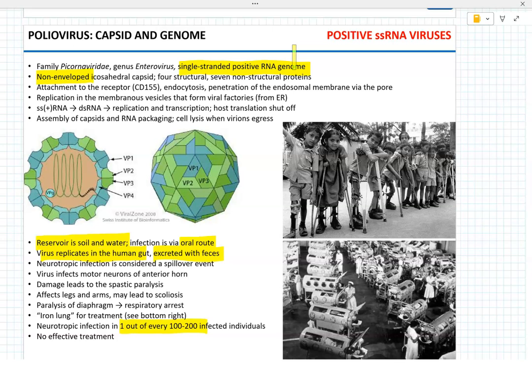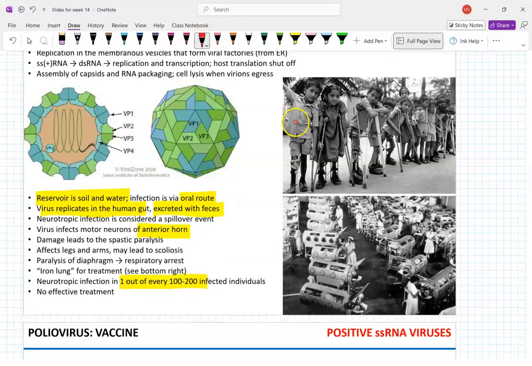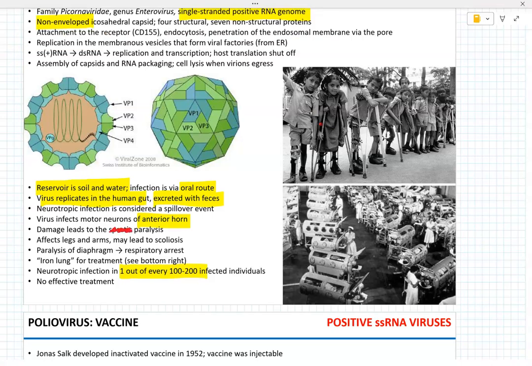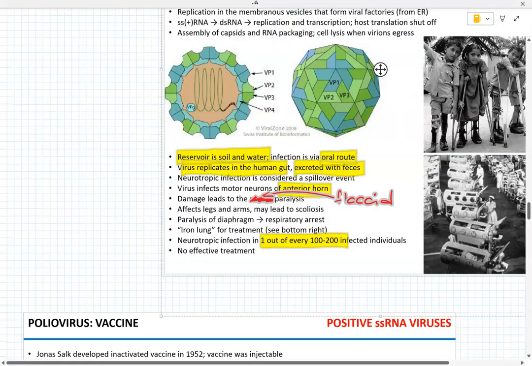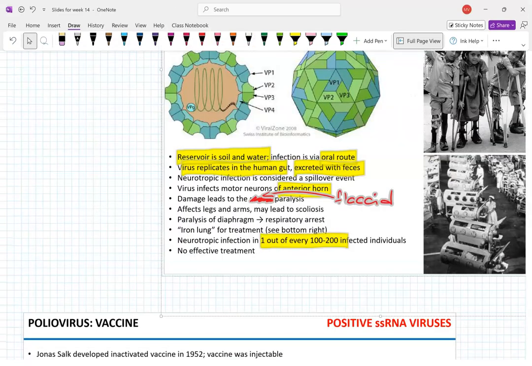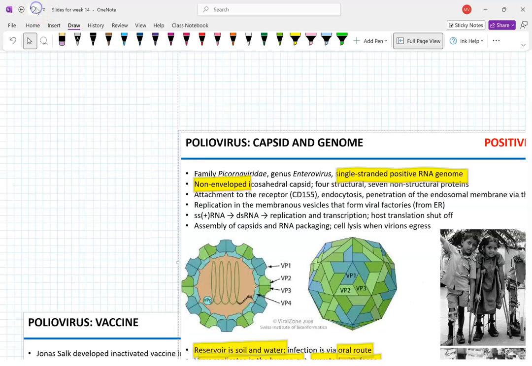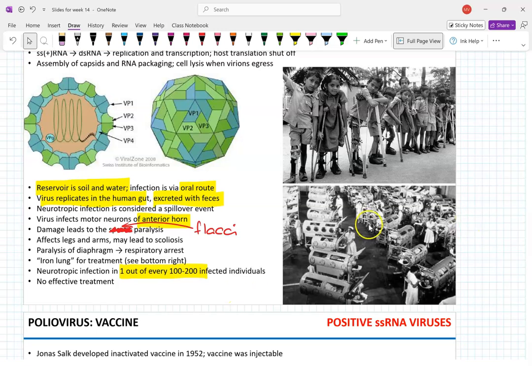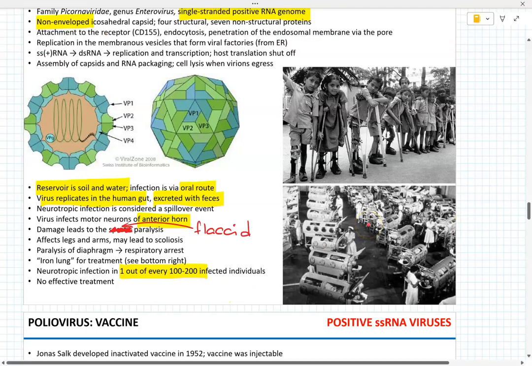So the virus spills over, gets into the nervous system, ends up in the anterior horns of the spinal cord. Anterior horns control your skeletal muscles. My typo. Flaccid paralysis. Muscle weakness, as you can see in these kids here on that photograph. They all have braces on the legs. Can you see that?